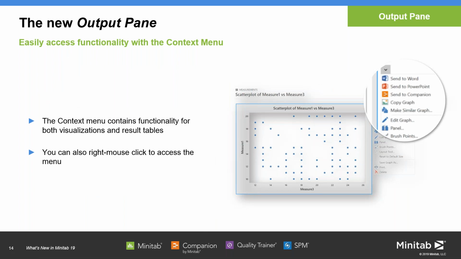We also have that context menu, and this was also in release 18. What that is, when I hover over a piece of output, be it a graph or a table result, you get that arrow that pops up on the right, and that context menu is pretty much the same thing as a right mouse click on the Windows version, but that's where I can do things like send my output. So an important component of data analysis is sharing your results with other people. So it's very easy to send to Word and PowerPoint, and now in 19 we can also send to Companion. Other functionality like graph editing and brushing points is also accessible via that window.